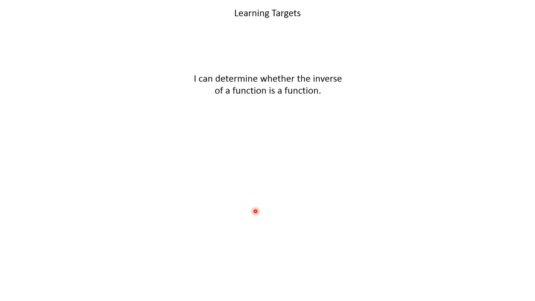Learning targets. I can determine whether the inverse of a function is a function. There'll be a vocab word there. And I can write rules for the inverses of functions. We have done this already.